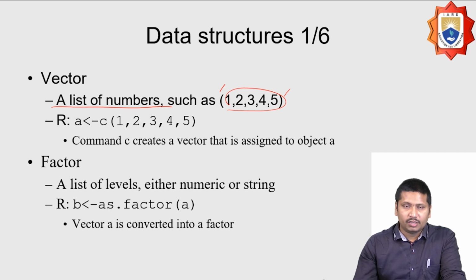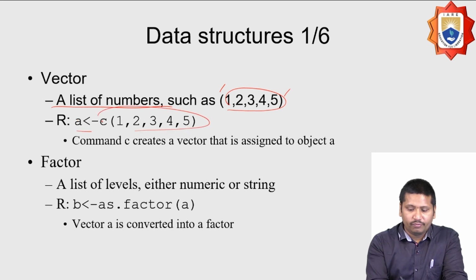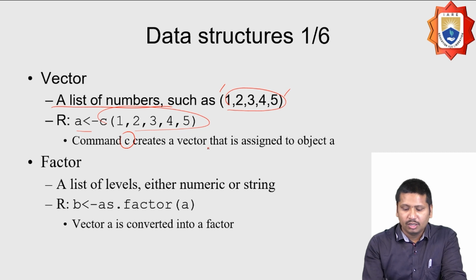So let's see how the vector is going to be created. It should be a equals c of 1 2 3 4 5. So c should be the name of the vector that is going to be assigned to an object a here. These are the list of values. Like this we are able to create a vector in programming.